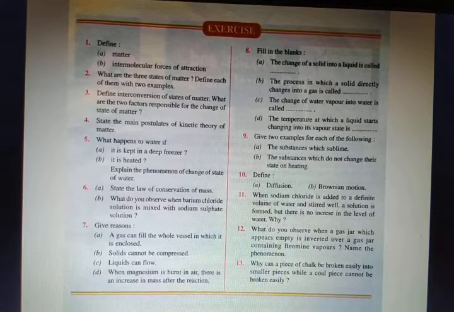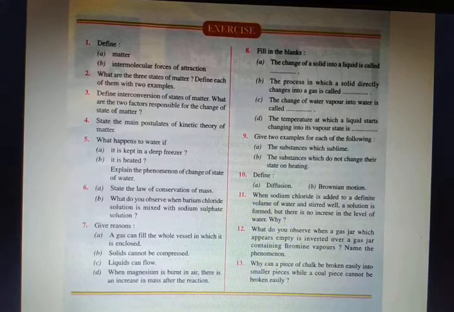When magnesium is burnt in air, there is an increase in mass after the reaction. Magnesium is a metal. Burning in air means it reacts with oxygen, so oxygen gets added to metallic magnesium, and thus the mass increases, by the formation of magnesium oxide.